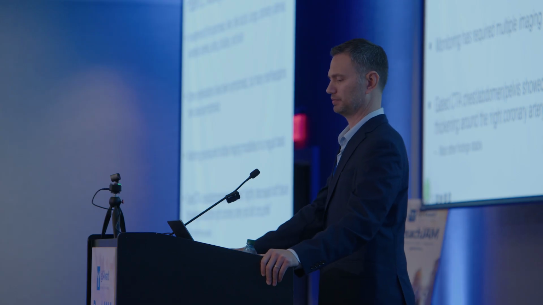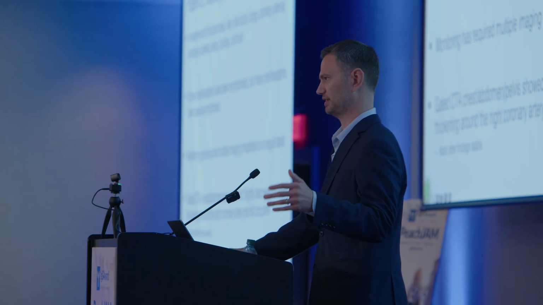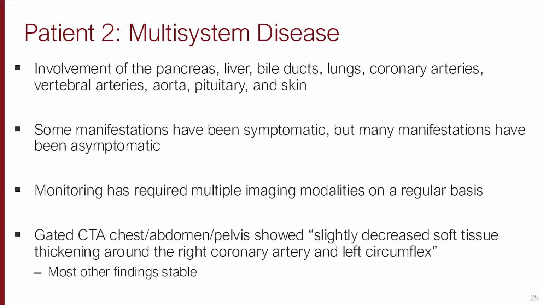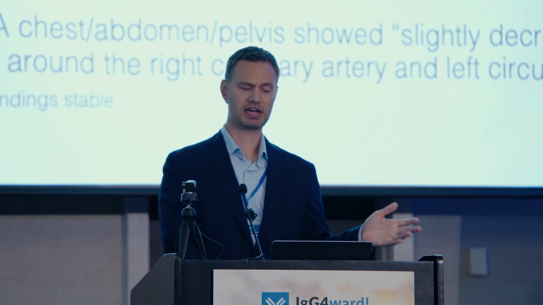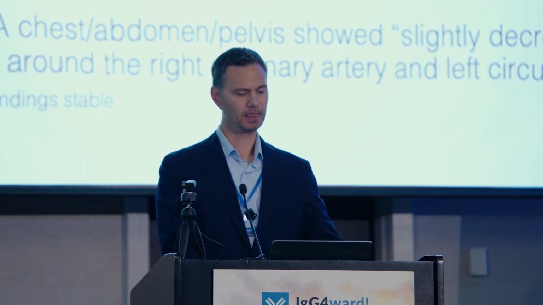The next patient is someone with a very multisystemic disease. You can read it there, almost every organ. This requires a lot of different imaging tests, so there's not one test that can really capture everything. That gated CTA, chest, abdomen, pelvis, can do a lot, including the heart and the lungs, and quite a bit in the abdomen, but for the pituitary, you need brain imaging and things like that. So this patient, some things were symptomatic, some were asymptomatic.